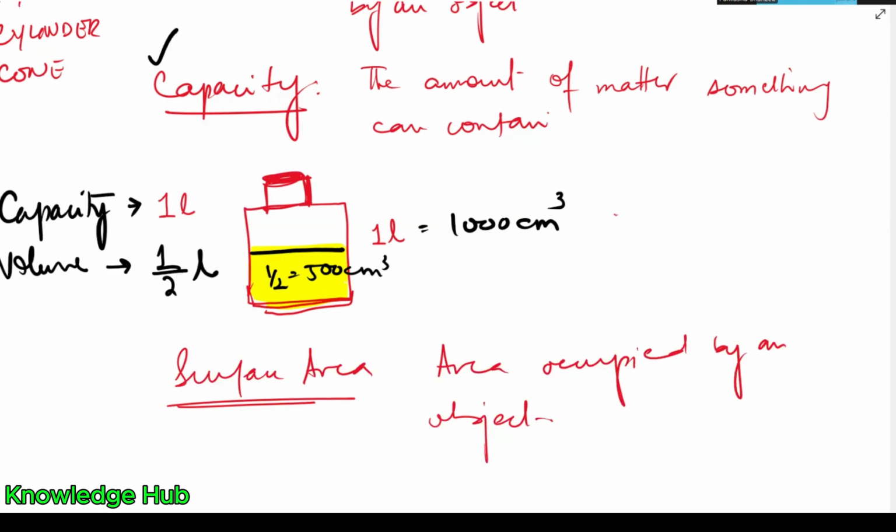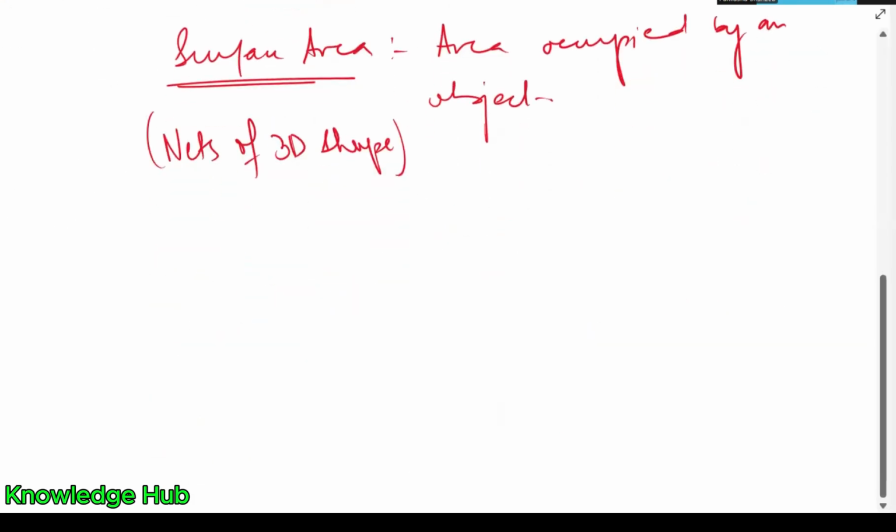For example, if we talk about the surface area of a cube, we'll see how much area the cube occupies when it is opened, right? So when we talk about the surface area, we should be very clear about the nets of the 3D shape, right? So for surface area, the nets of 3D shapes should be clear. All right. So let us start with a simple 3D shape. That's a cube.